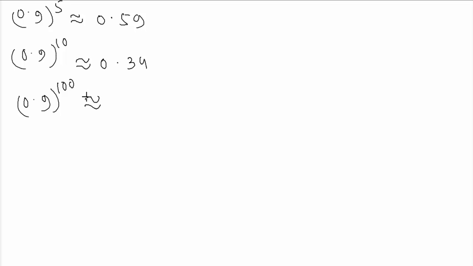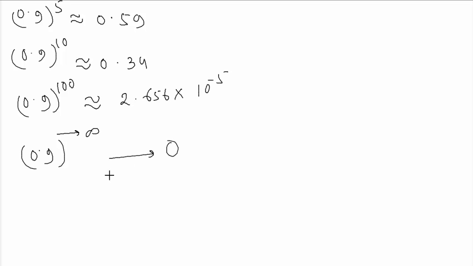0.9 to the power 100 is coming out to be 2.656 times 10 to the power minus 5. You can see this number is decreasing and moving towards 0. So as the power of 0.9 tends to infinity, this tends to 0. So this is also an indeterminate situation. It can go to infinity, it can go to 0, and it can also go toward any particular number as well.